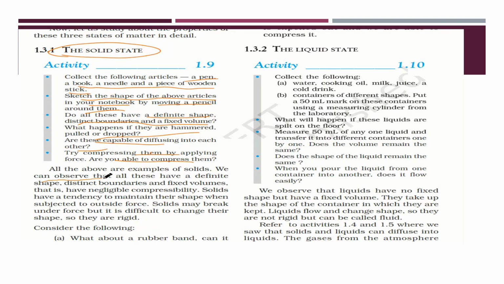So we can observe here that all these have a definite shape, they have distinct boundaries, and they have fixed volumes, right? So we know that a book, a needle, a piece of wooden stick, a pen, they have a fixed volume, that is, they have negligible compressibility. So however much you compress them, they have negligible compressibility. Solids have a tendency to maintain their shape when subjected to outside force, and solids may break under too much force, but it is difficult to change their shape as they are very rigid.